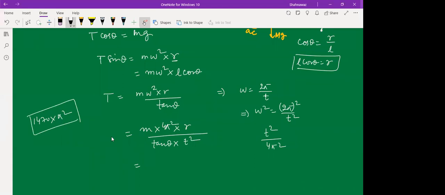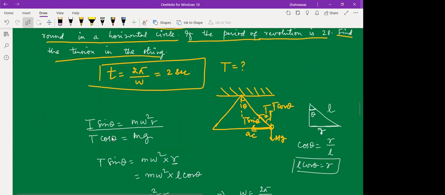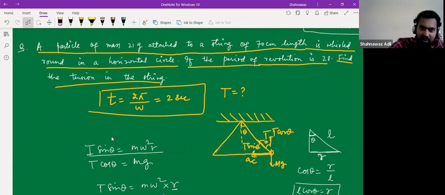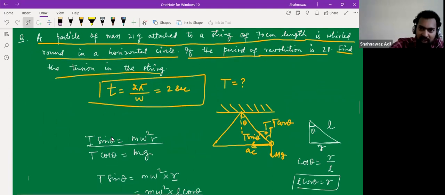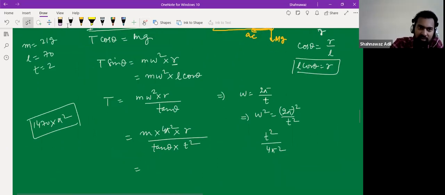Yes, sir. So let's just calculate from here. We substituted for sine theta and R got cancelled. So mass is 21 gram, length is 70, and T is 2 seconds.